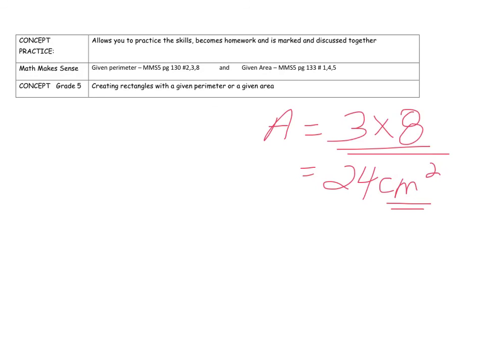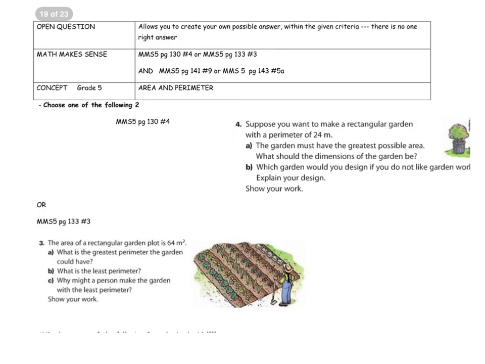If you have questions along the way, of course, please remember to ask. When you are finished, you can choose one of these open questions. Pick whichever one you'd like, copy it down, and answer the question. They are about finding a particular rectangle with a given perimeter or a given area and determining which one would be best based on if you want the greatest possible perimeter or area, or greatest or smallest possible of each. All right, away you go.